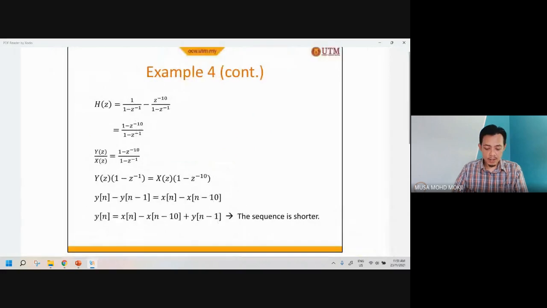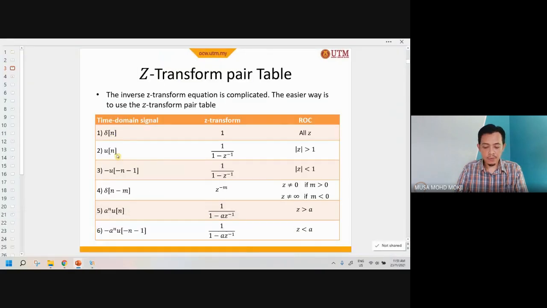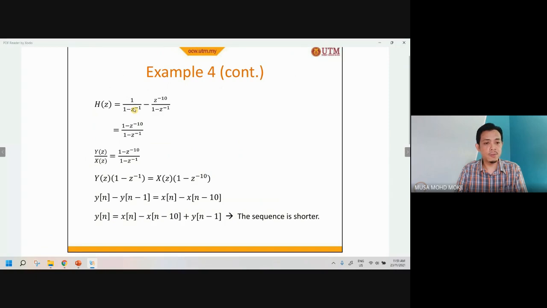And from our table, we already know u[n]. So it doesn't need a lot of calculation or math equation manipulation. We just refer to this table. So what is u[n]? u[n] is 1 divided by 1 minus z to the power of minus 1. Okay, straightforward, we get that. So this is the first term, 1 over 1 minus z to the power of minus 1. Minus, so what is the difference on this one?